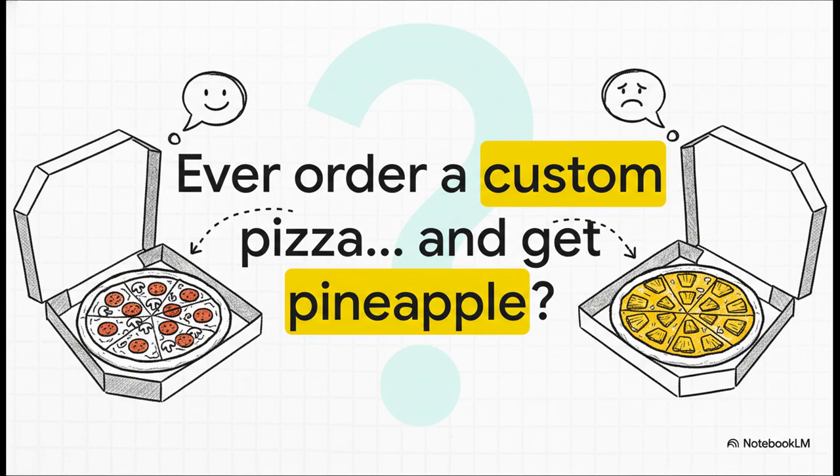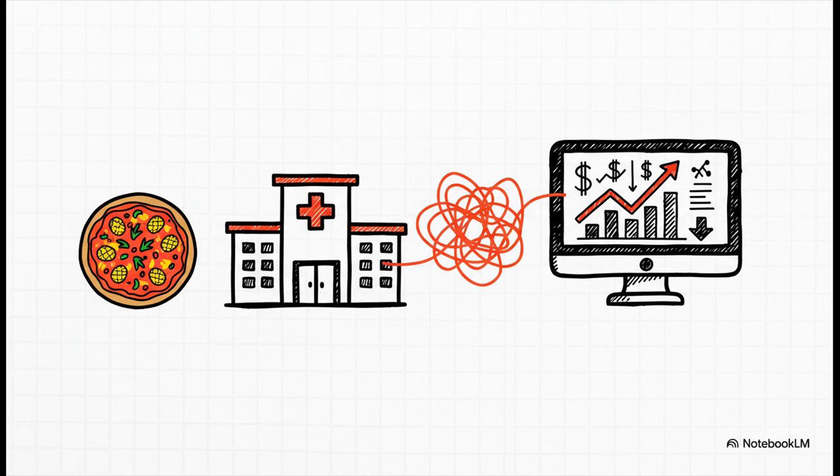Okay, let's start with something super relatable. Pizza. So imagine you've been craving it all day. You finally order your perfect, custom pizza. I'm talking pepperoni, extra cheese, mushrooms, the whole deal. The delivery arrives, you open that box with so much excitement, and it's covered in pineapple. Now look, the pizza itself might be cooked perfectly, right? But it's not the one you wanted. So a wrong pizza, that's a pretty minor frustration.